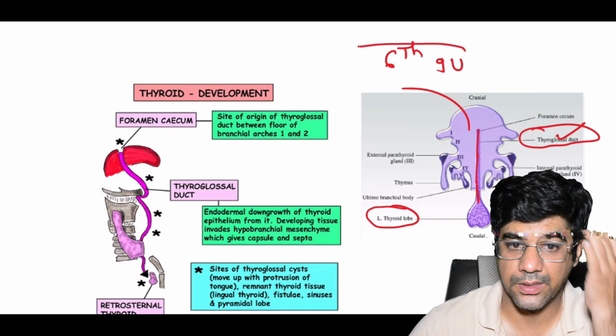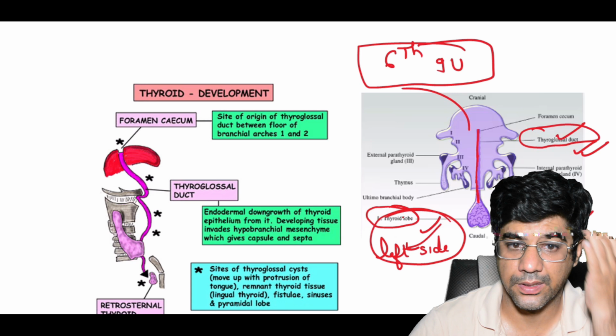Now by the sixth week of intrauterine life, the central column that forms the thyroglossal duct is resorbed. The duct bifurcates to form two lobes of the thyroid gland. Remember, a portion of the thyroid gland may persist as a pyramidal lobe that extends from the isthmus, and it is more commonly found on the left side.